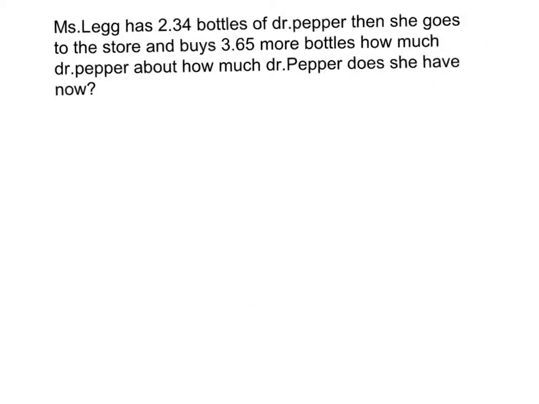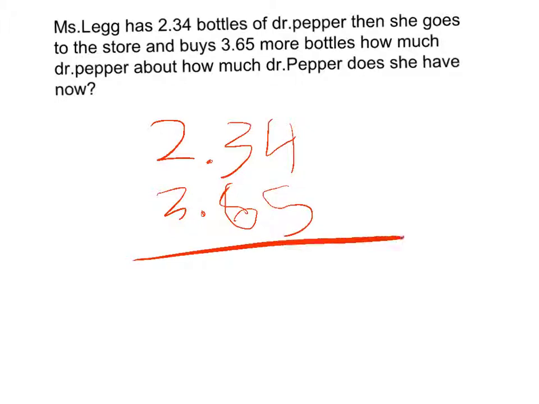Miss Lake has 2 and 3400 bottles of Dr. Pepper. When she goes to the store and buys 3 and 6500 more bottles, about how much Dr. Pepper does she have now? Okay, so 2 and 34. We're going to round this to the nearest tens. And then it's 3 and 65 hundredths.